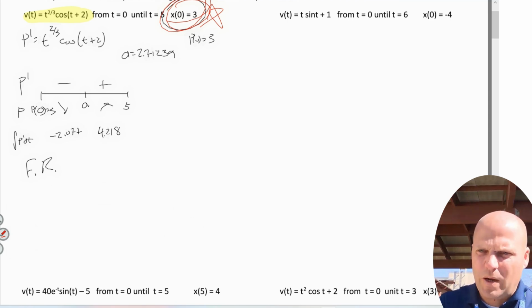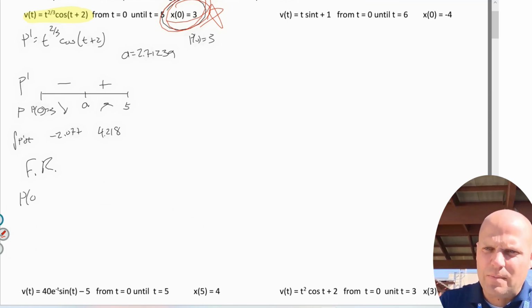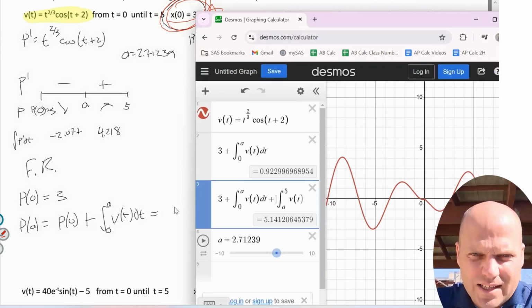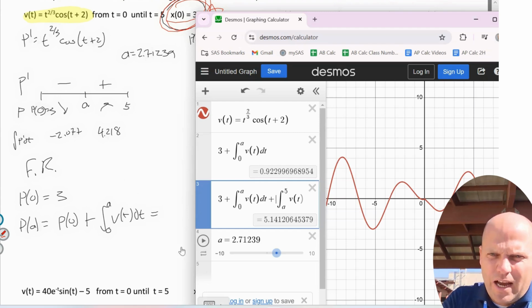Sorry. Free response. My position at time 0 is 3. My position at time A equals my starting position at time 0 plus my displacement, my change in position, which is 0 to A. I did that and I got 0.922.